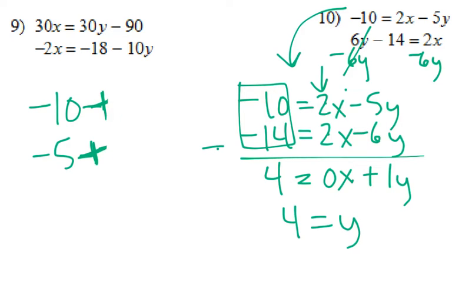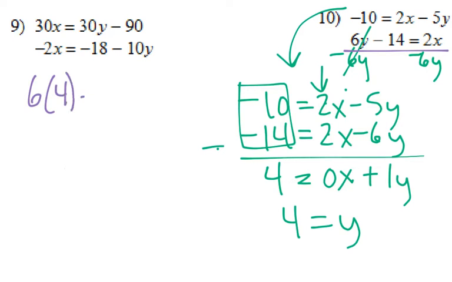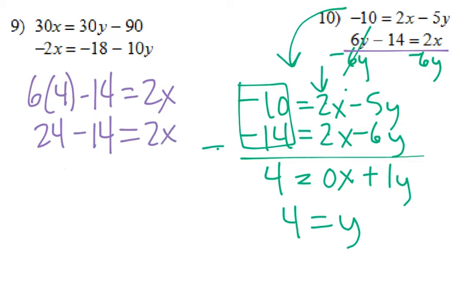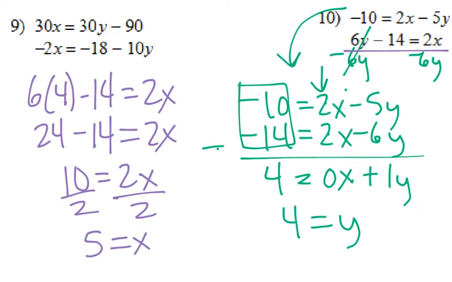Then we pick one of our equations. We'll take a look at maybe that one. So 6 times 4 minus 14 equals 2x. So 24 minus 14 equals 2x. That would be 10 divided by 2, and we get 5 equals x. So our answer, 5, 4. It's where they intersect. Alright, well there's all our examples.